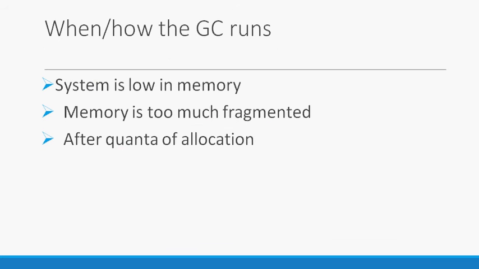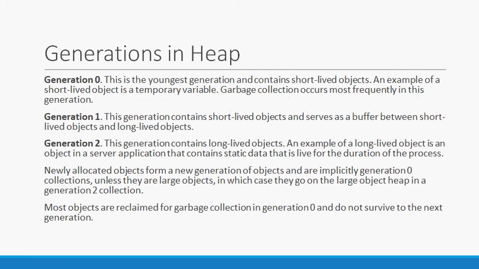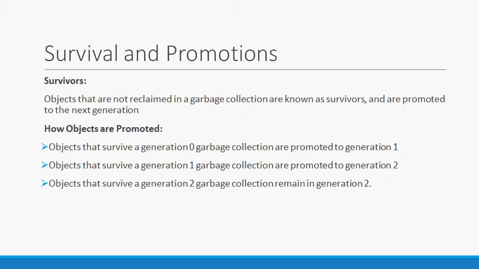Garbage collection runs when the system is low in memory, memory is too fragmented, or it reaches its maximum quota of allocation. There is a concept of generations in the heap. In generation 0, the short-lived objects are maintained. In generation 1, the short-lived objects are maintained and it serves as a buffer between the short-lived objects and long-lived objects. And in generation 2, the long-lived objects are maintained.